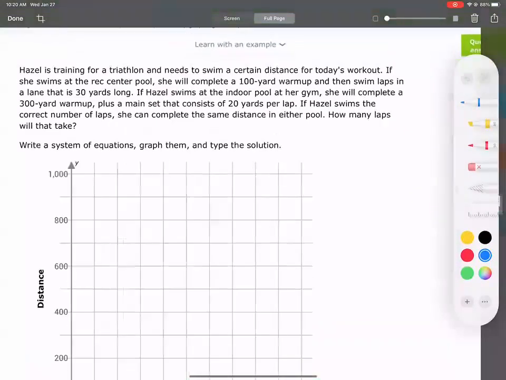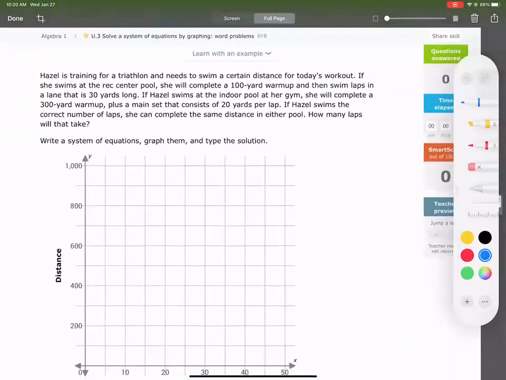We're going to read through it and we're going to work it out. Hazel is training for a triathlon and needs to swim a certain distance for today's workout. If she swims at the rec center pool, she will complete a 100-yard swim warm-up and then swim laps in a lane that is 30 yards long. So she's going to do a warm-up lap and then she's going to start swimming 30-yard long laps.